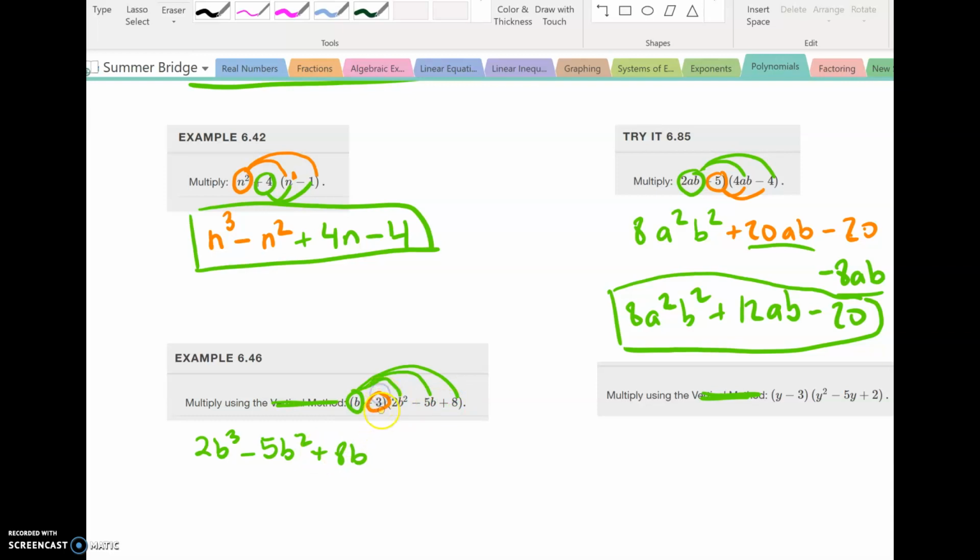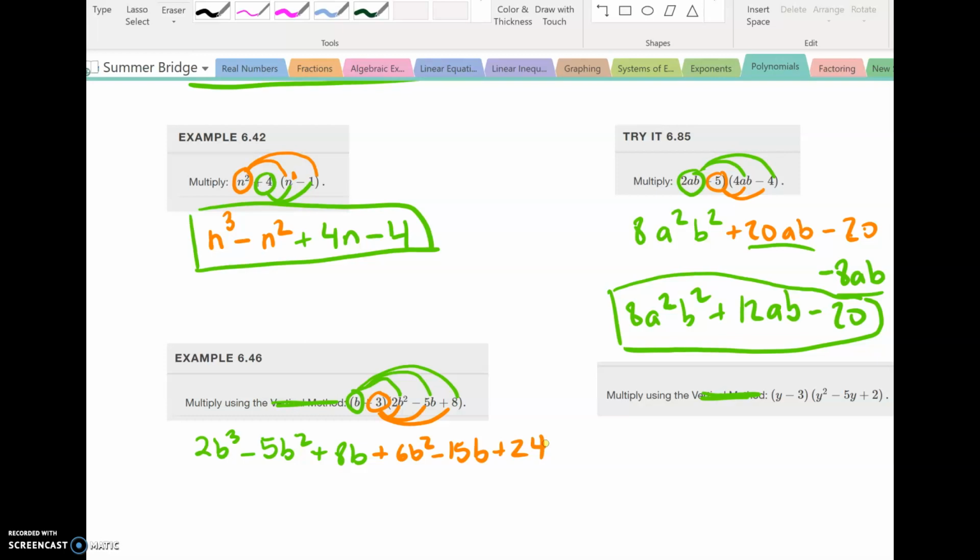Same thing here. I'm going to take the 3 and I'm going to multiply it by every single thing. Now, there is really no difference than it was before, only that I'm multiplying it with 3 things as opposed to 2. So 3 times 2b squared is going to be 6b squared. 3 times negative 5b is a negative 15b. And 3 times 8 is a positive 24.